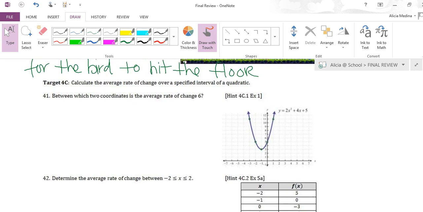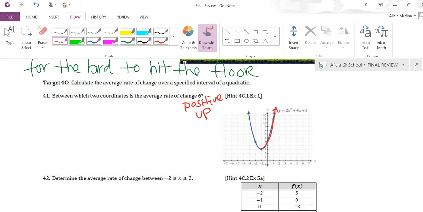So target C, between which two coordinates is the average rate of change 6? So a couple things here. This is positive. So if it is positive, we need to look where the graph is going up. So the only places that the graph is going up is right here from this vertex point, and it's going up on this half of the parabola, right? So that's the only points there that I can actually choose. So by going up 6, that means I'm going up 6 over 1. So let's go ahead and just try to map out what some of these points are.